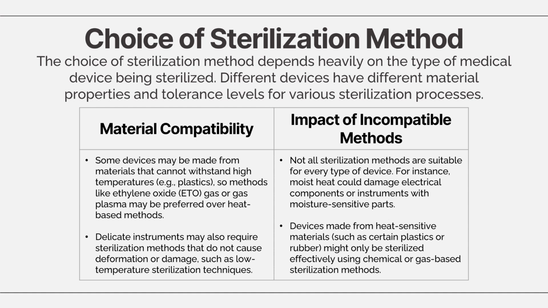Delicate instruments need methods that preserve their shape and function without causing harm. Using the wrong method can damage devices. For example, moist heat can corrode certain metals, dry heat can warp plastics, and some methods can leave residues or degrade materials faster. So selecting the right method protects both the device and the patient's safety.